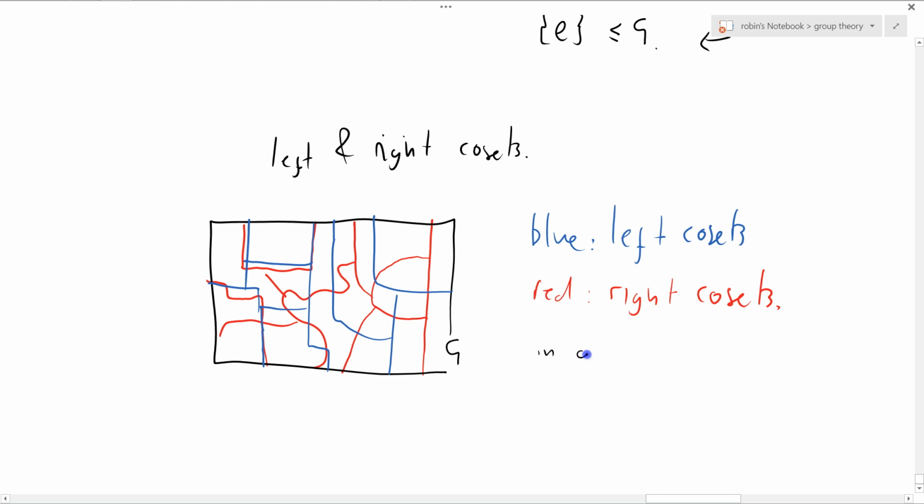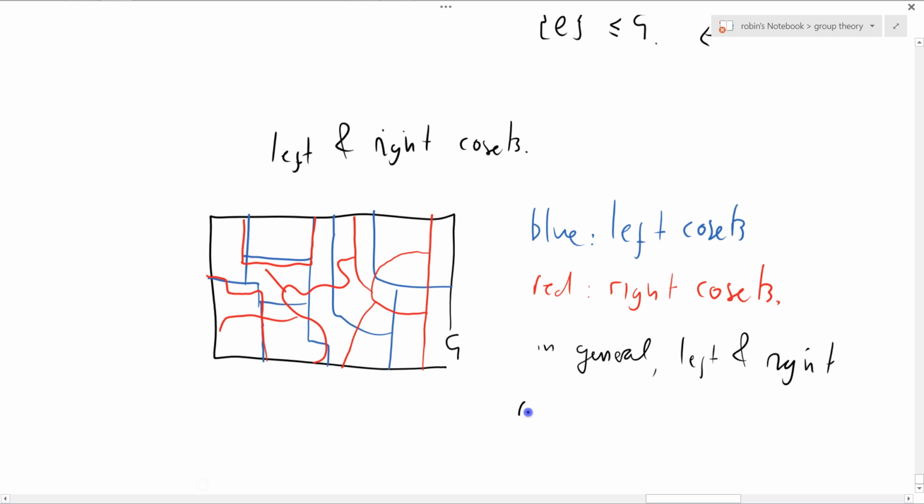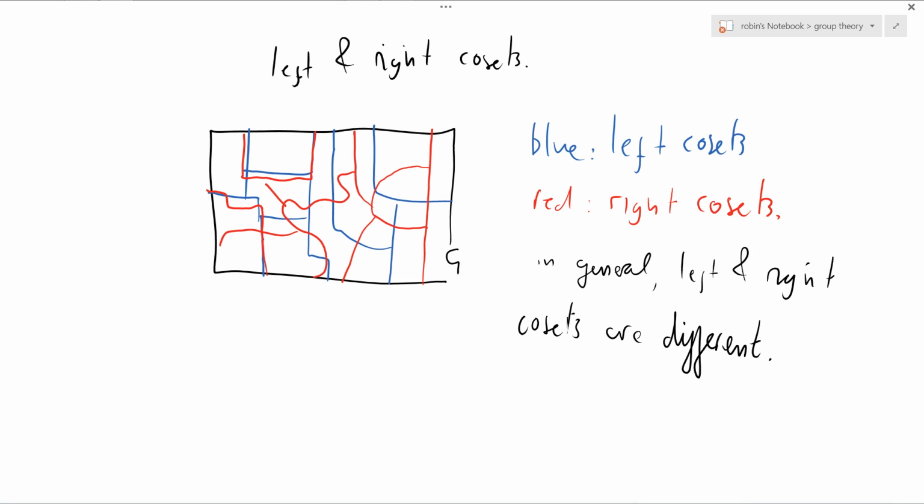In general, left and right cosets are different. And this is kind of, well, I won't say weird, but odd. No, odd's the wrong word. Wouldn't it be nice if they were the same?